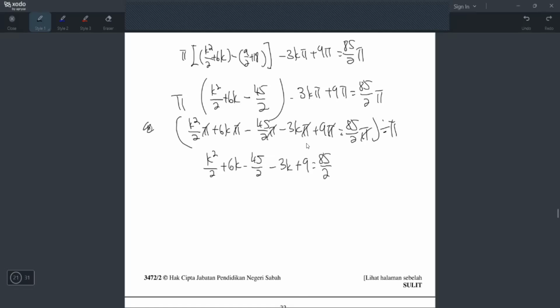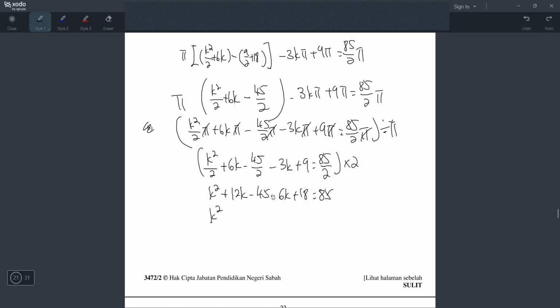So now you can find k, but some of these have fractions, right? There's a 2. So how to get rid of the fraction? Everything times 2. Then no fraction already. So times 2: k squared, 12k, 45, 6k, 18, and 85. Because when you take this one times 2, the 2 cuts, that's why you're left with 85. Now it will end up as a quadratic because there is a square. So you have to move everything to one side equals 0.